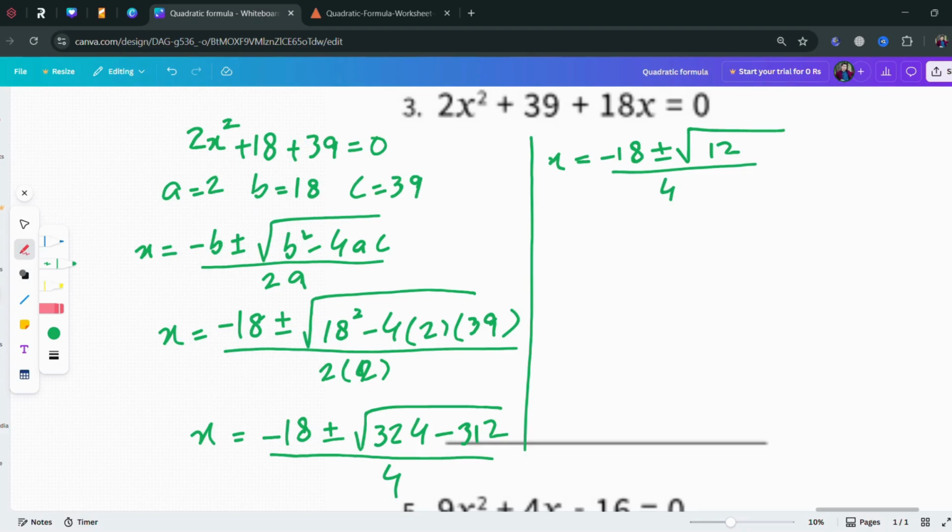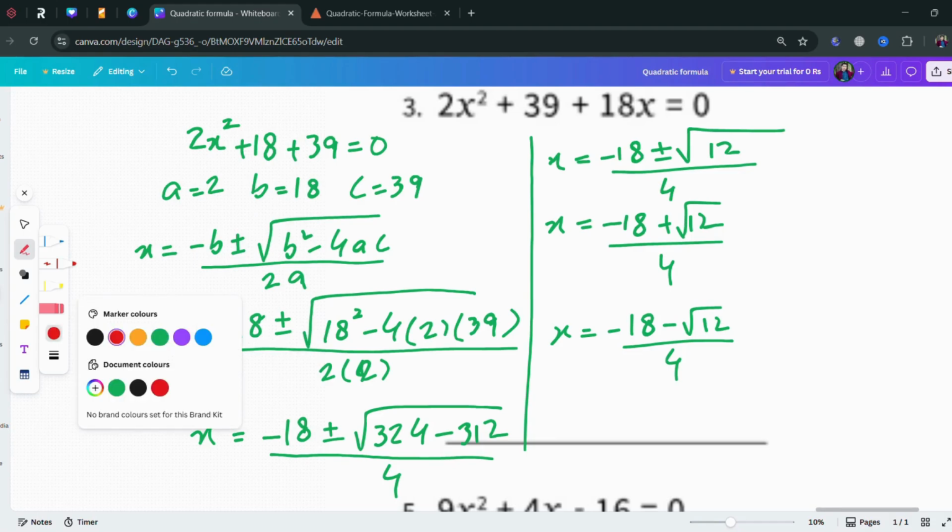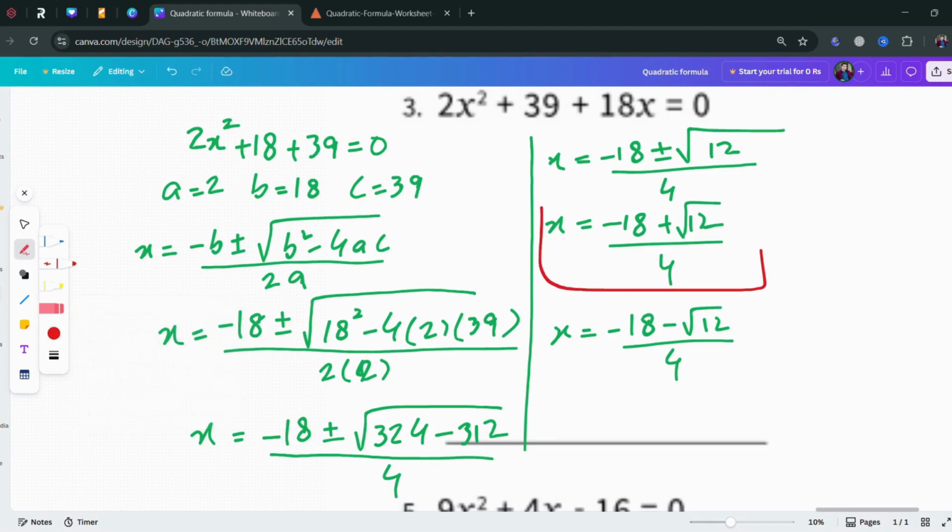Radical 12 is a decimal value, so I'm not going to be moving into the decimal this time. So radical 12 over 4, and x equals minus 18 minus radical 12 over 4. If you want, you can further simplify after that as well by simplifying radical 12 and then solving it, okay?